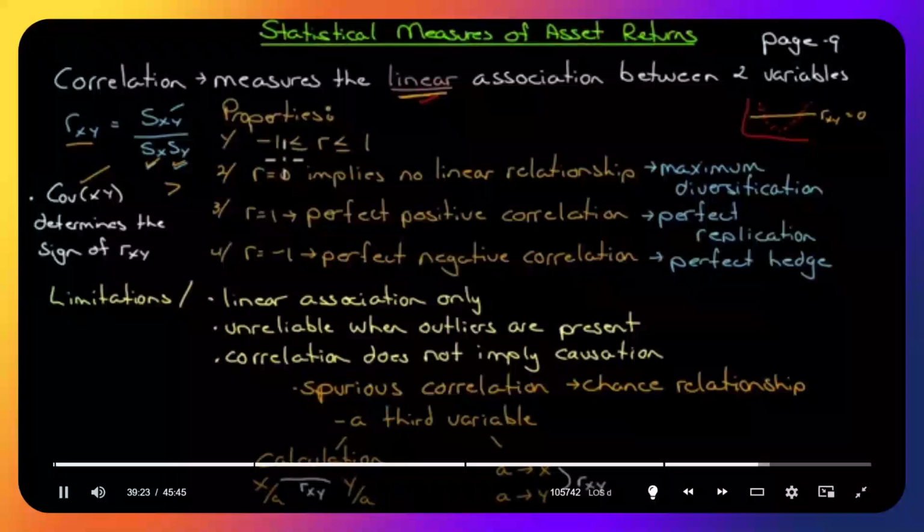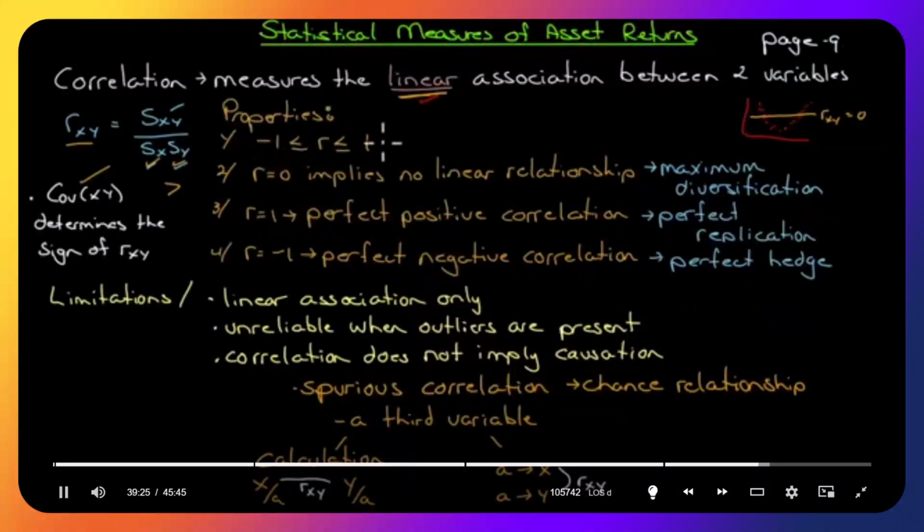Properties of correlation, they range from -1 to +1. A correlation of 0 implies no linear relationship. And if we have 2 variables or 2 assets, let's say, with a correlation of 0, no linear relationship, we have maximum diversification. R equals 1 means perfect positive correlation. R equals negative 1 is perfect negative correlation.